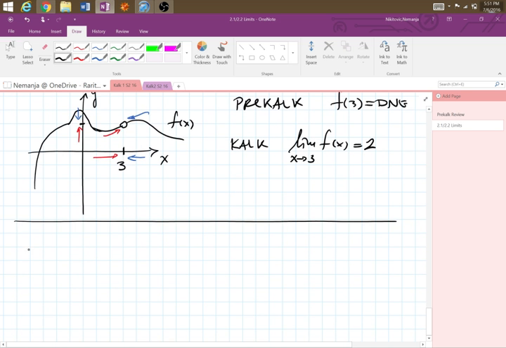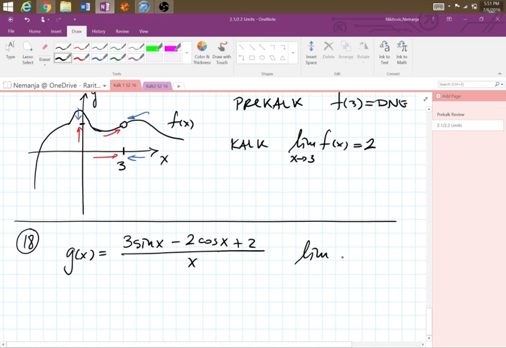Let's take a look at this example. This is problem 18 from the textbook. So g of x is given as 3 sine x minus 2 cosine x plus 2, over x. And they're asking you to figure out the limit of g of x as x goes to 0.